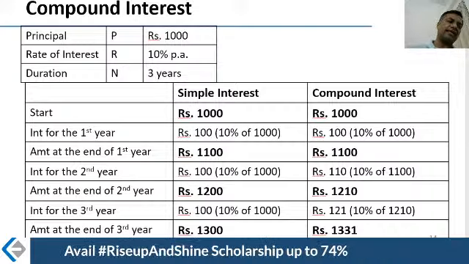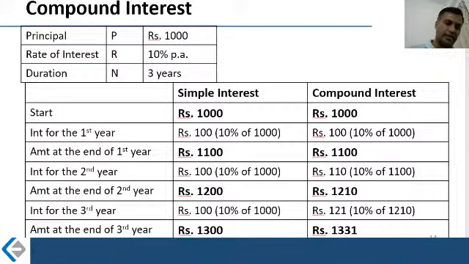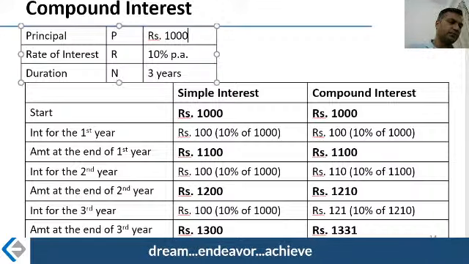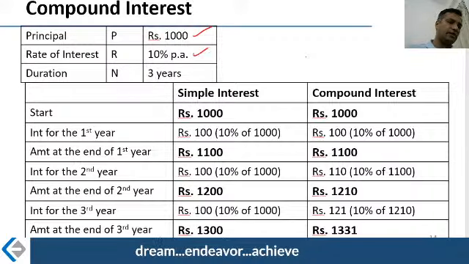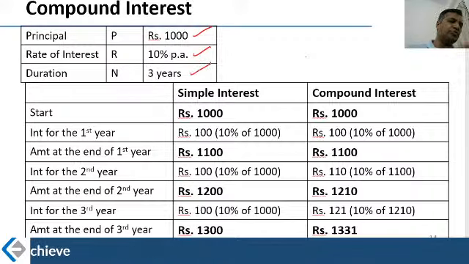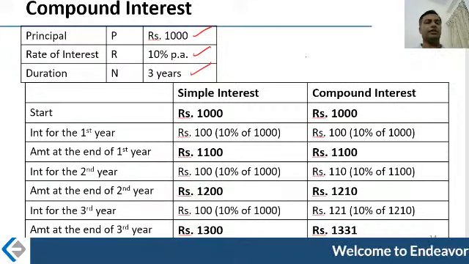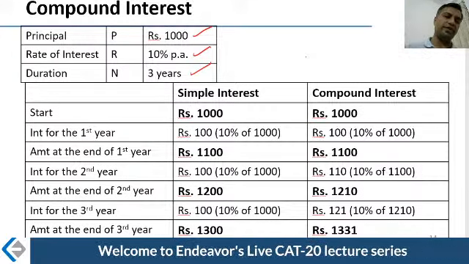Just like the way we did in simple interest, let's take the same money. Principal 1000 rupees, rate of interest 10% per annum. Let's observe what happens through the duration of 3 years, how the principal, the interest component and the amount component keep varying.